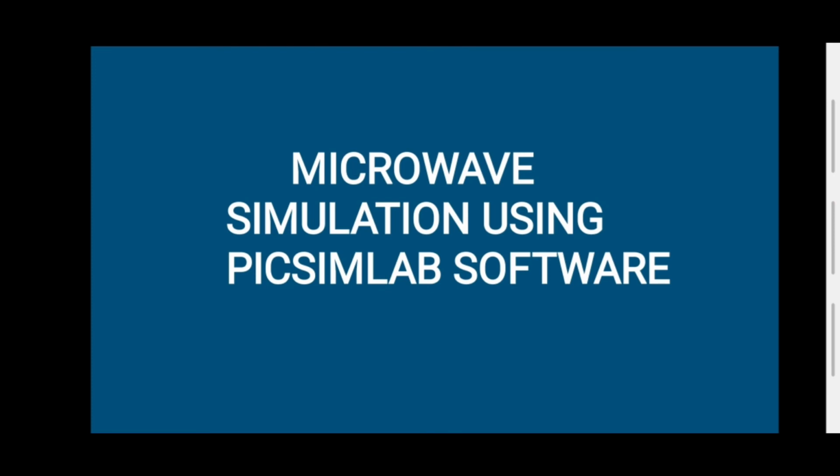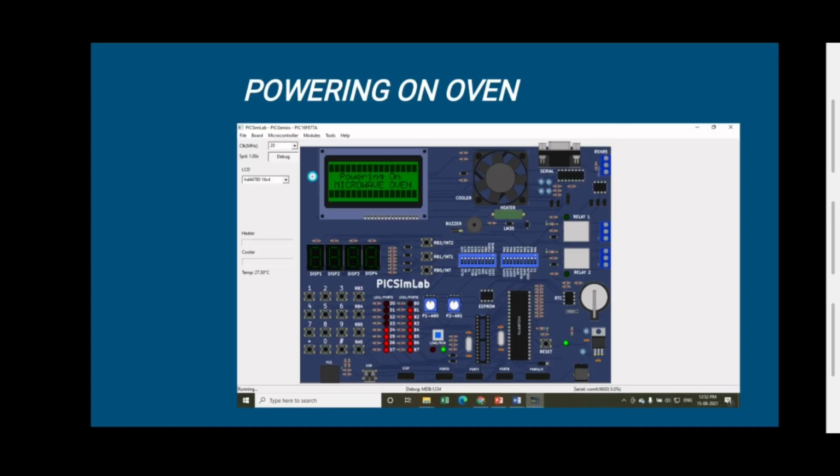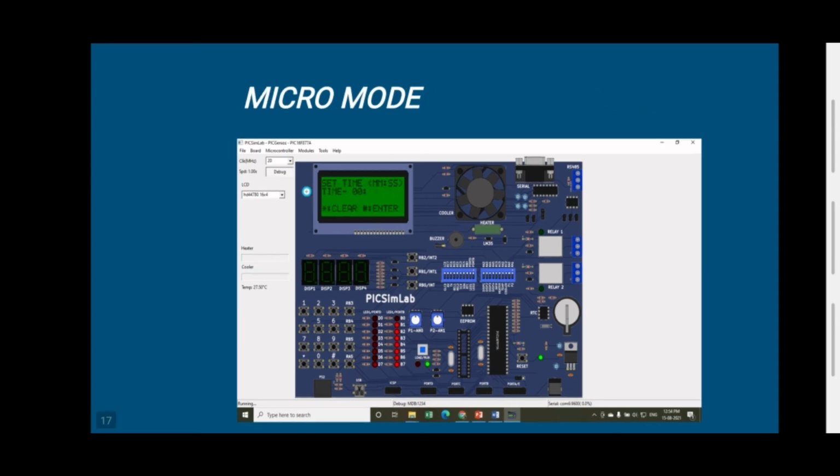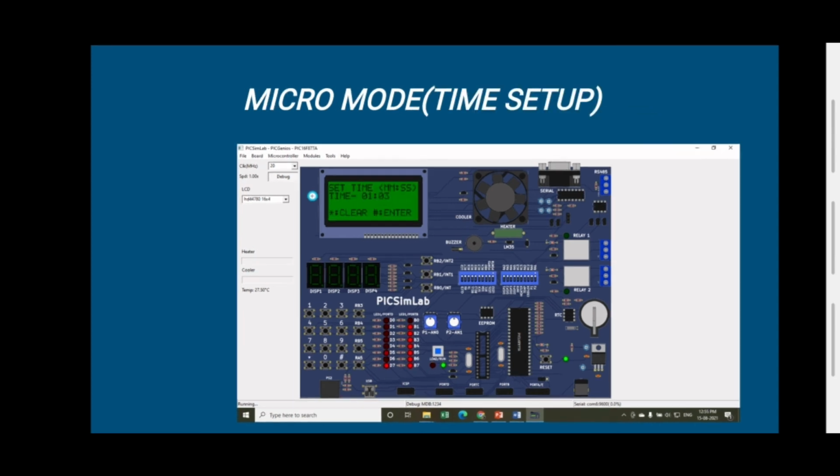Now we see the microwave simulation using Proteus software. And this is the Proteus software. It's powering on the oven. And this is the working of the microwave oven. This is the micro mode and this is the micro mode time setup. Now we set the time for the microwave oven.